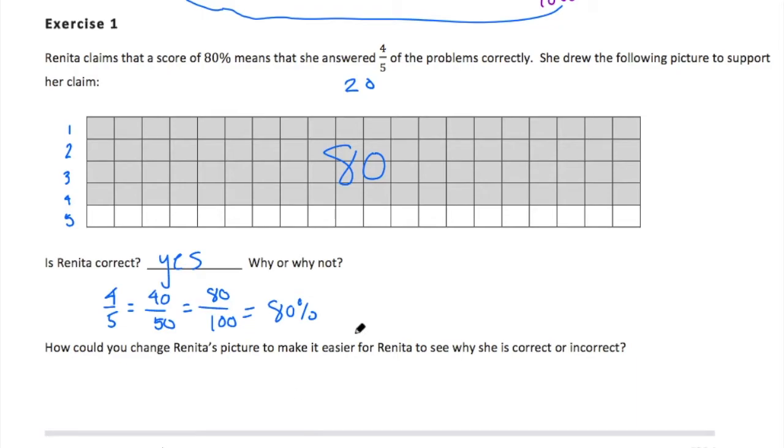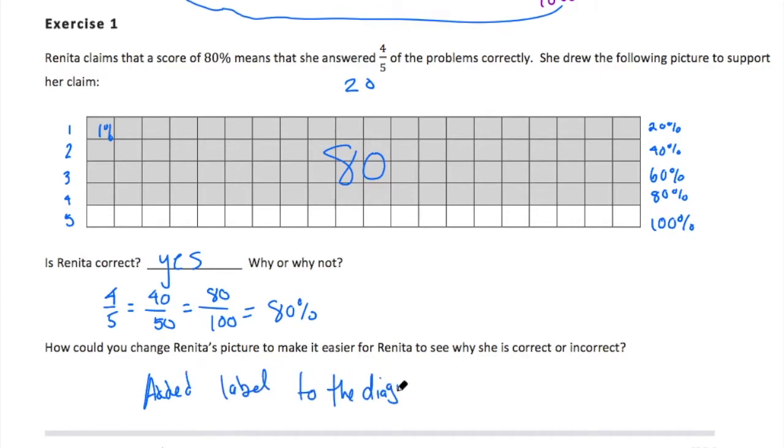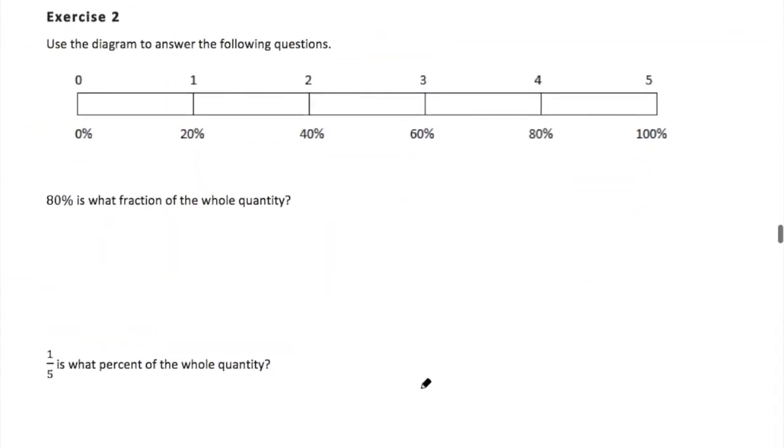So what else could we do to help Renata? We could definitely add some information to the picture, like each row is 20%, so 20%, 40%, 60, 80, and 100%. Or you could get super detailed and say that every single square is 1%. There's 80 squares of 1%, so there's 80%. So adding more details to our picture could really emphasize the connection between this picture and our percents.